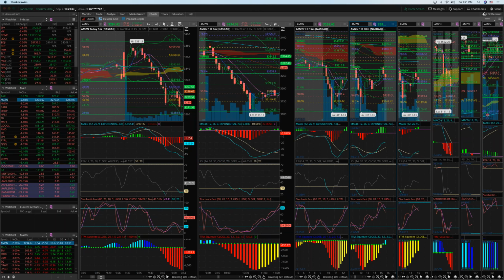Let me just read. So just letting you know these indicators. This is MACD. This is RSI, stochastic fast, TTM squeeze, and then we have the Bollinger Band, these green lines. And then we have the 5 and 10 SMA, and these lines I get with the Fibonacci.